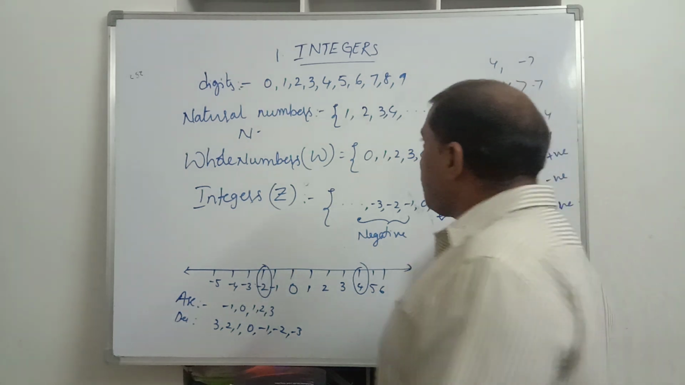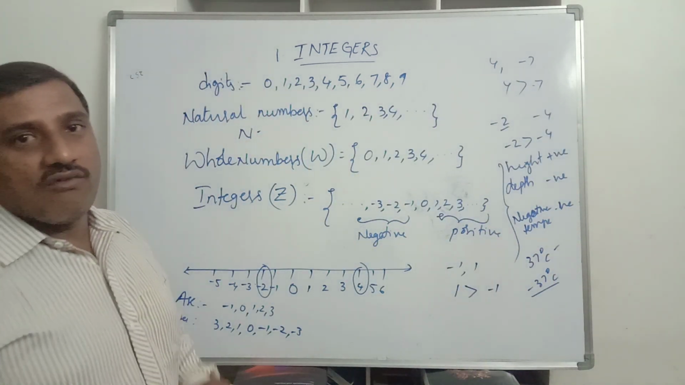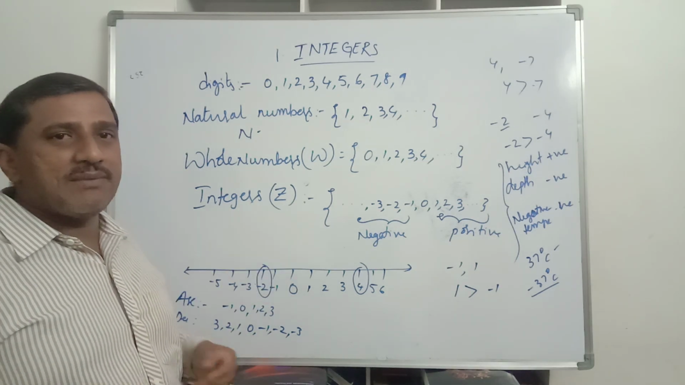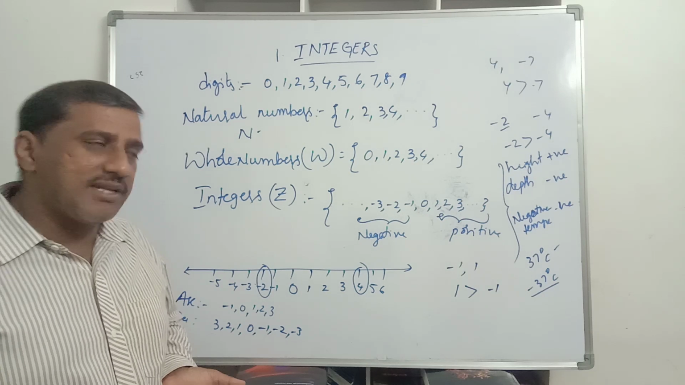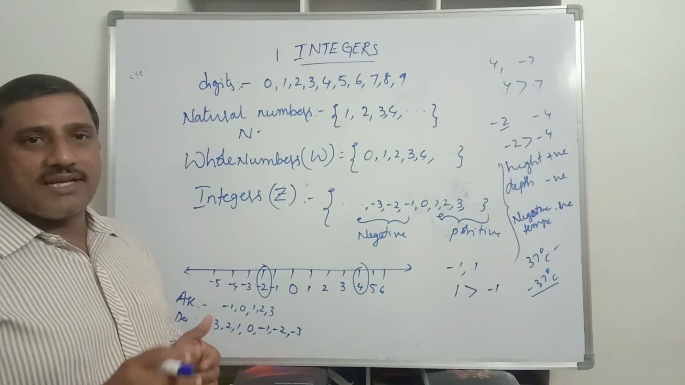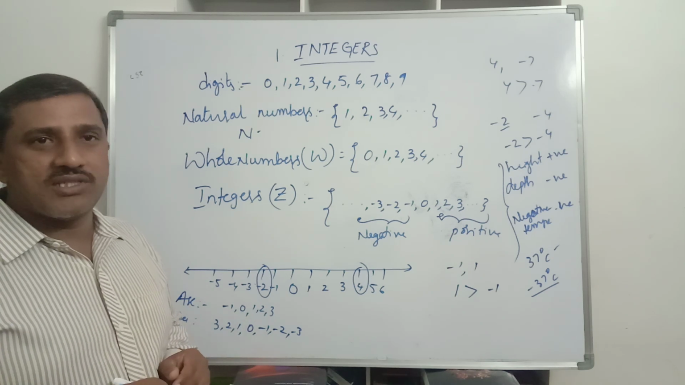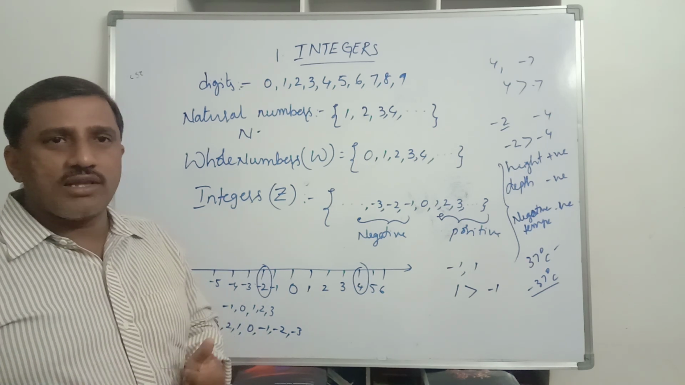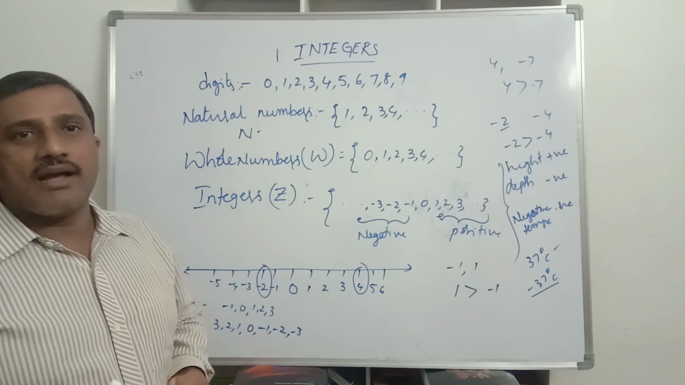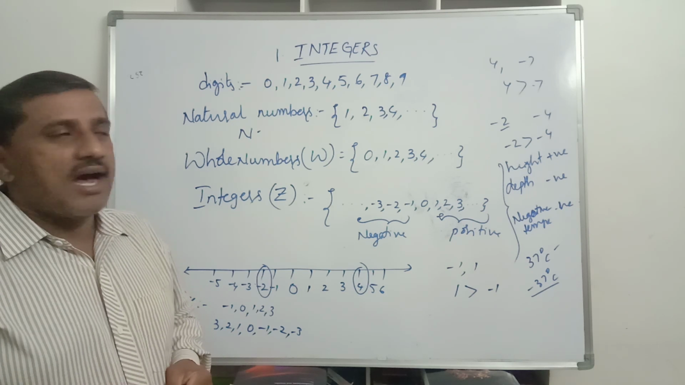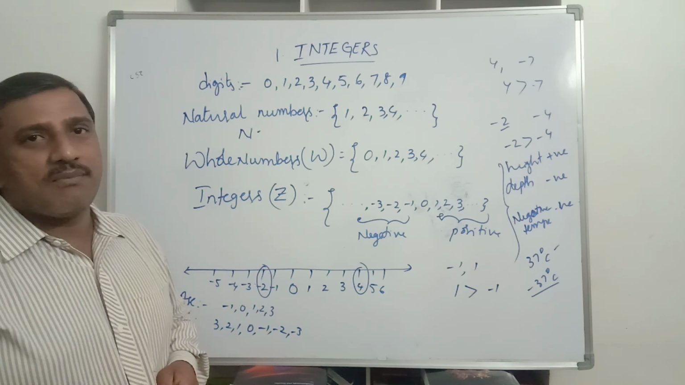We also use them in banks, when we withdraw money or when we deposit money. A deposit is represented by a positive integer. In a bank passbook, we will find plus 2000 when money is deposited. When money is debited, that is, when we withdraw money, it becomes minus 2000. So the withdrawn amount is represented with a minus sign and the deposited amount with a plus sign.